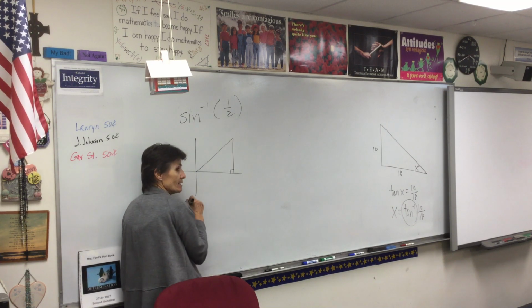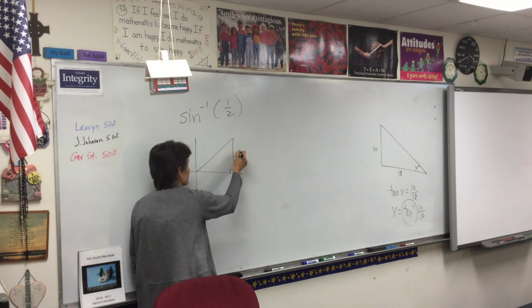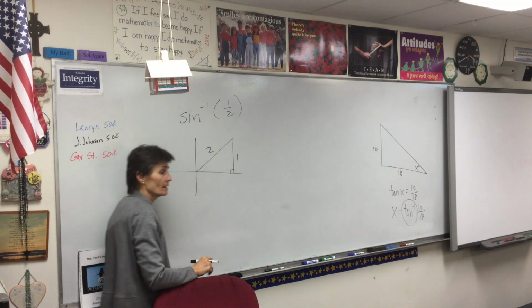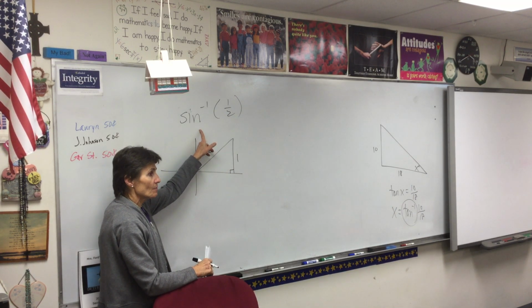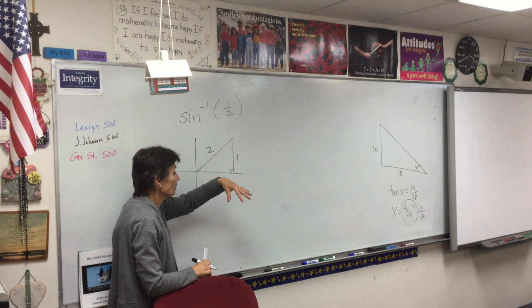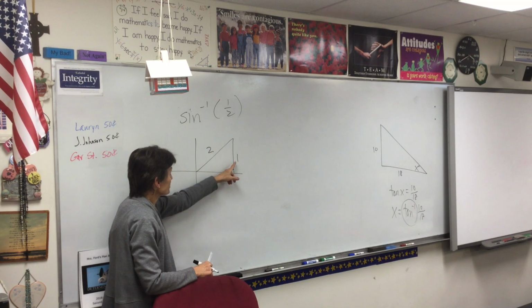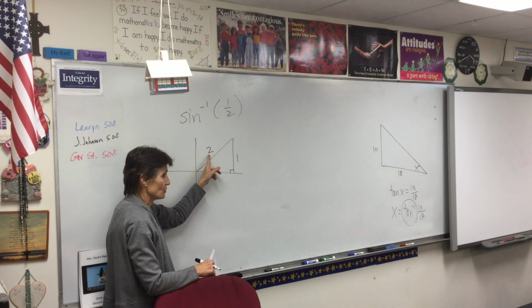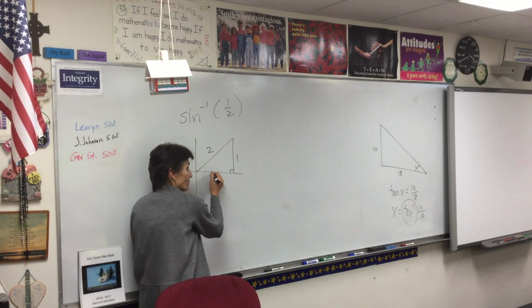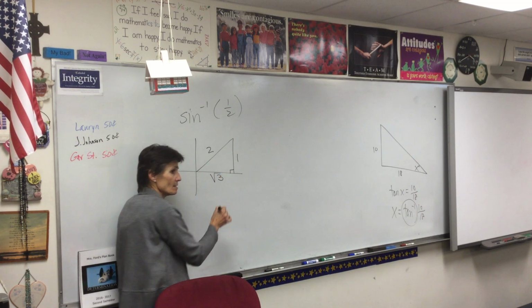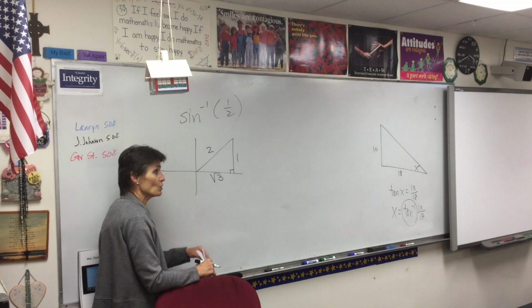Its sine is 1/2. That's what this means. This means you have an angle whose sine is 1/2. Well, wait a second. That's a 1. That's a 2. What's this going to be? Root 3.